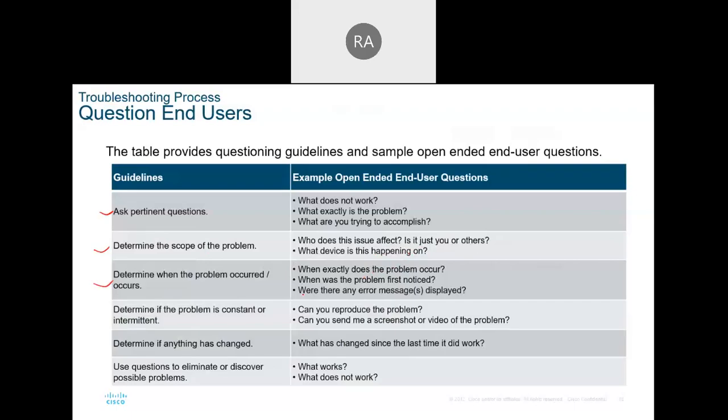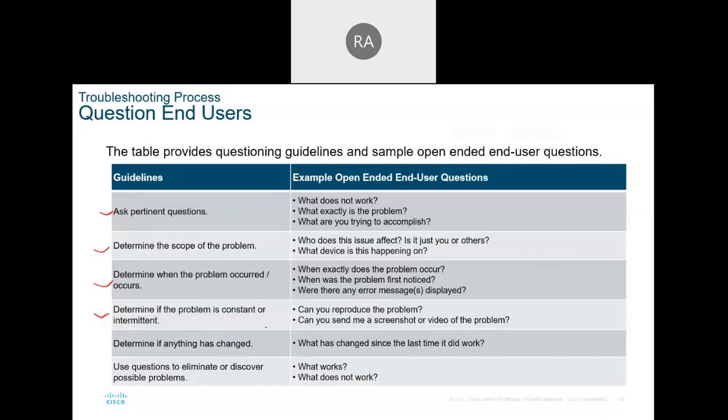Determine when the problem occurred or occurs. That timing is very important. When exactly does the problem occur? When was the problem first noticed? Was there any error message displayed? You need to learn to ask all these questions.